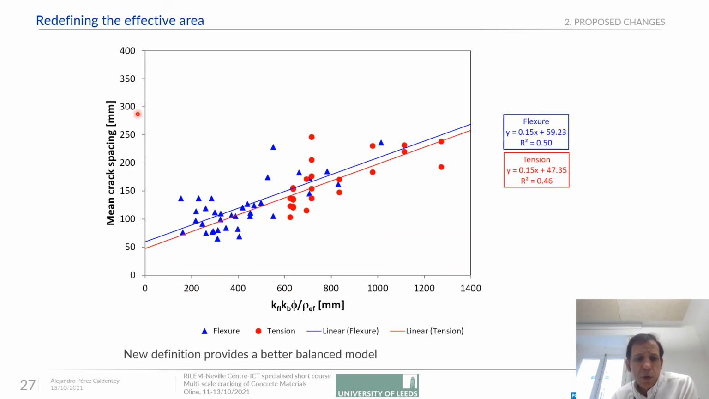Okay, if we go back to this figure, which I showed before, which is the mean crack spacing versus the phi over rho effective ratio, but in this case, we include the correction regarding KFL for the stress distribution between cracks. You can see that for flexure, we get a much better coefficient of determination. This was 0.4 before. It goes up to 0.5 for flexure, while for tension, it basically stays the same because we have not made any changes. KFL is still 1 for tension elements.